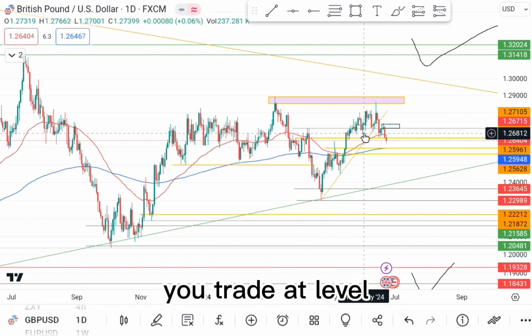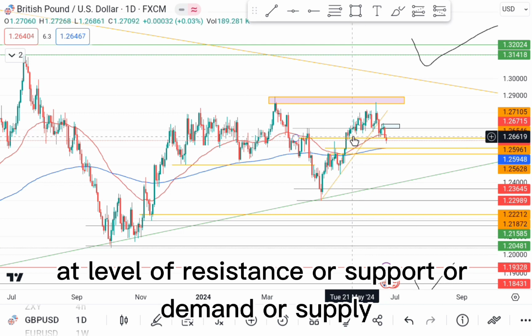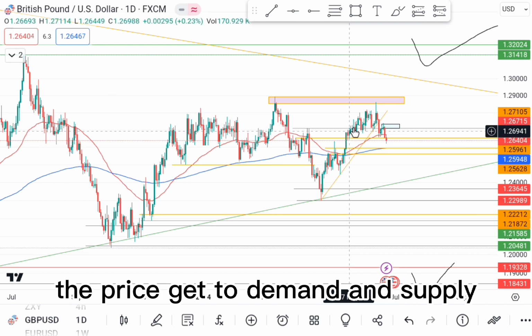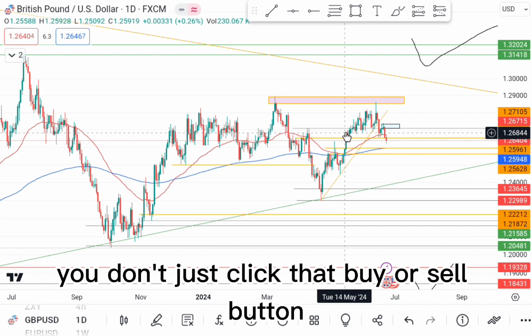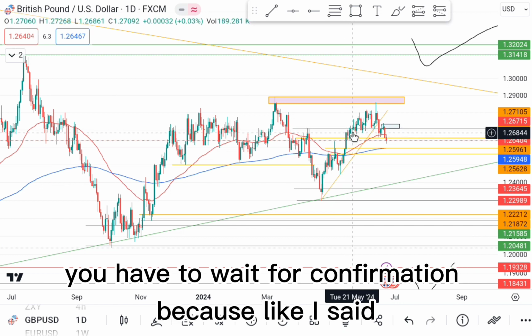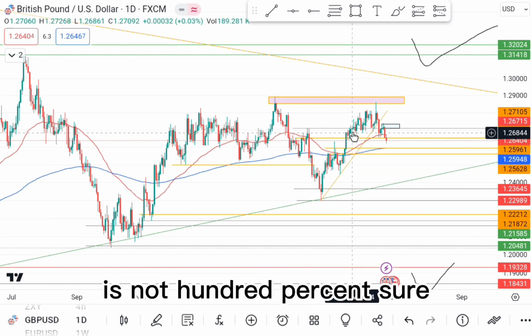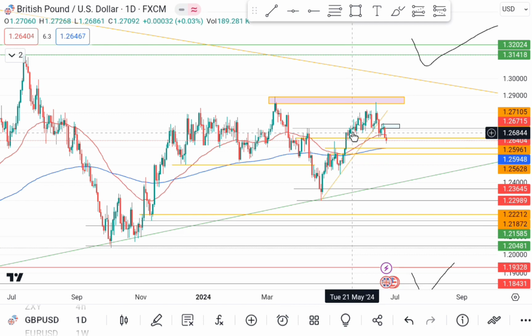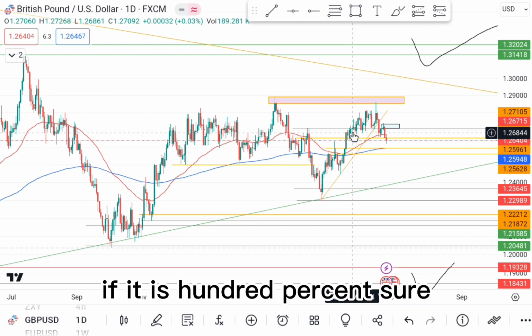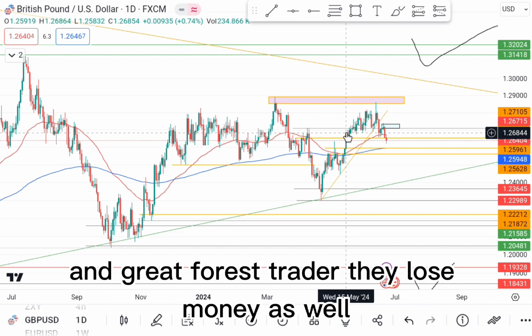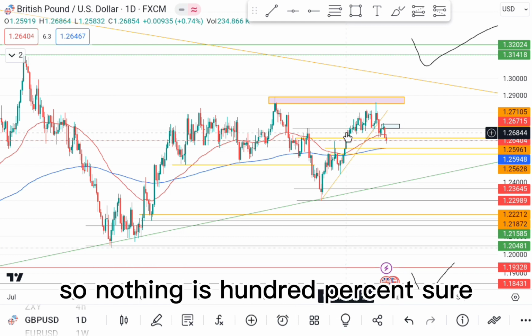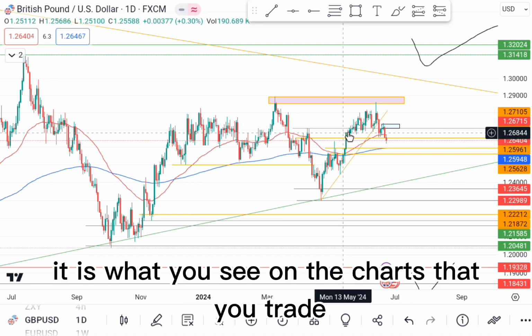You trade at a level of resistance or support, or demand or supply. So when the price gets to demand and supply, or resistance and support, you don't just click that buy or sell button. You have to wait for confirmation, because like I said, it's not 100% sure. If it is 100% sure, nobody will be losing money. And great forex traders, they lose money as well. So nothing is 100% sure. It is what you see on the chart that you trade.